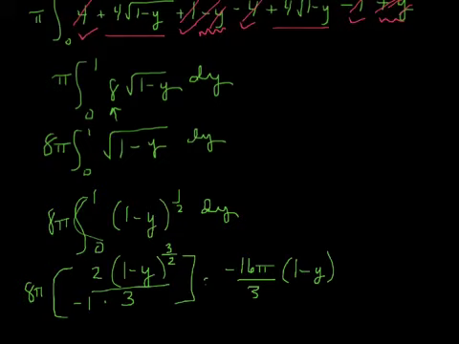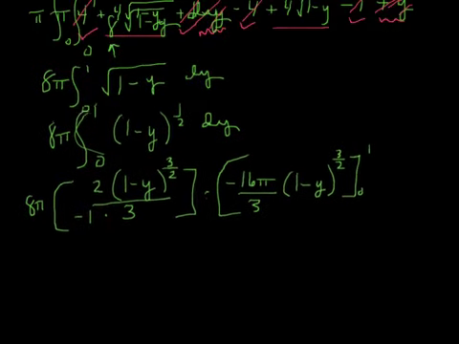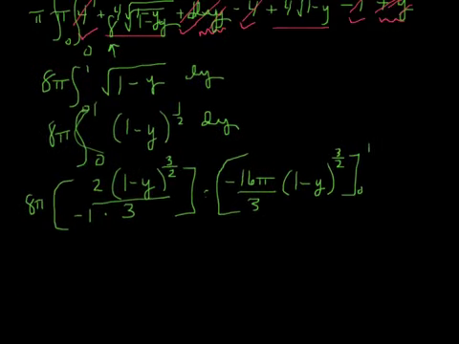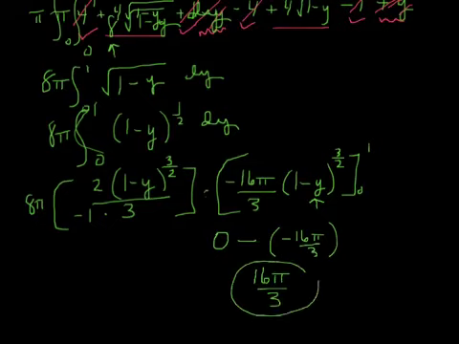I know before I put that 1 minus y in a big fraction bar under the 3, but what I'm writing here means the same thing. And you have the values from 0 to 1. When I plug in 1, I get 0. Big giant 0. Minus what you get when you plug in 0. 1 minus 0 is 1. 1 to the 3/2 power is 1. So I get negative 16 pi over 3, and when you subtract negative 16 pi over 3, you get this. And that's your volume.